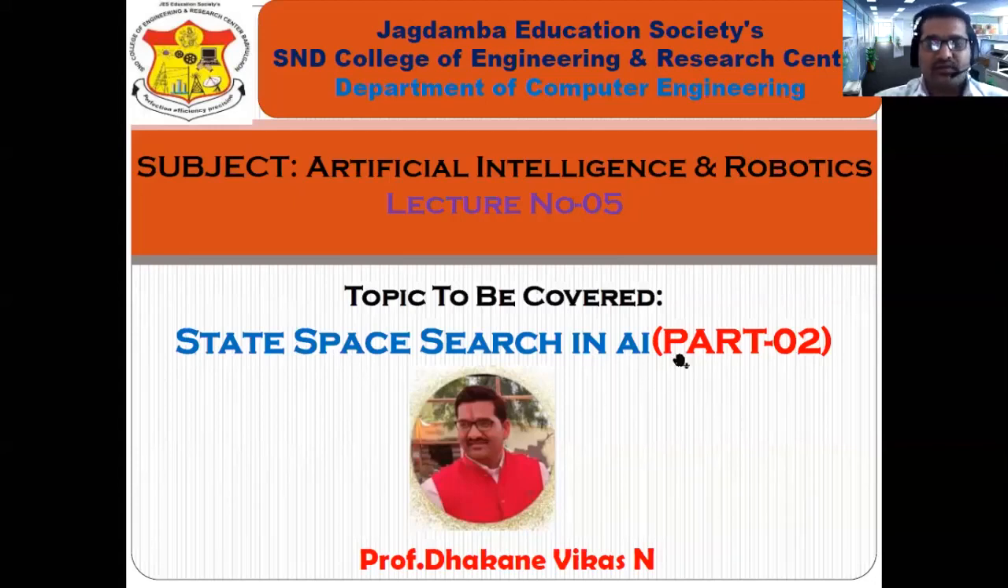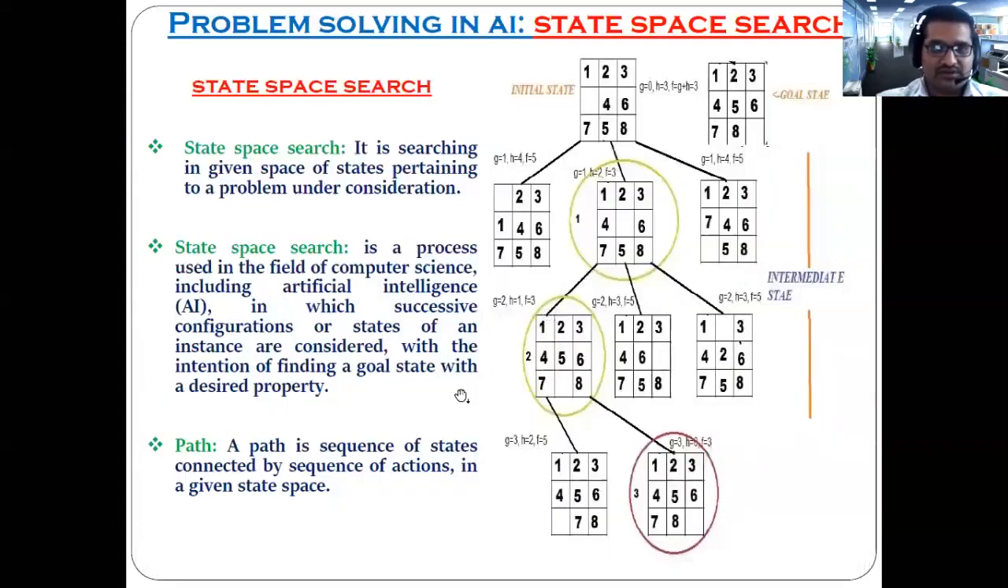Welcome once again to the online lecture series of Artificial Intelligence and Robotics. This is lecture number 5. Today we are going to continue with yesterday's session, where we discussed what is meant by state space search and artificial intelligence as a problem solver. Yesterday we discussed why we refer to artificial intelligence as a problem solver. As I told you, we are using artificial intelligence to address various kinds of real world problems. Yes or no? Yes, sir.